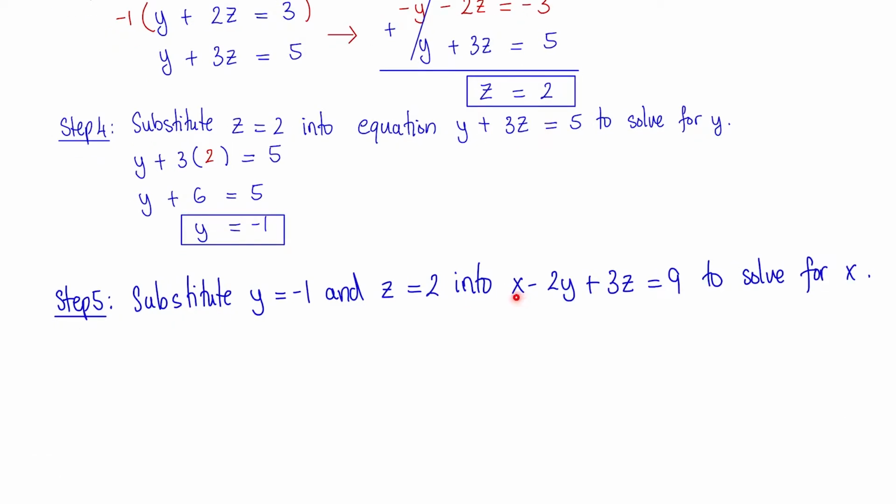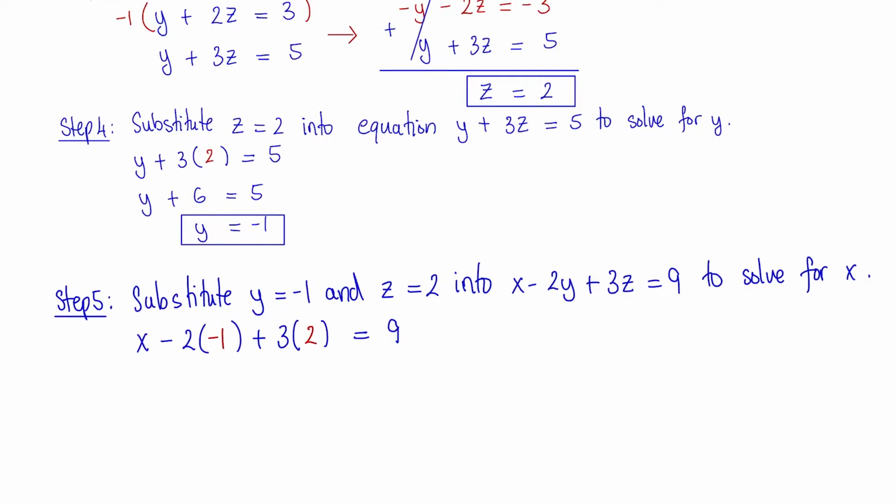My first equation is x minus 2y plus 3z equals 9. I am going to substitute negative 1 in for y and 2 in for z. x minus 2y plus 3z equals 9. y is negative 1 and z is 2.